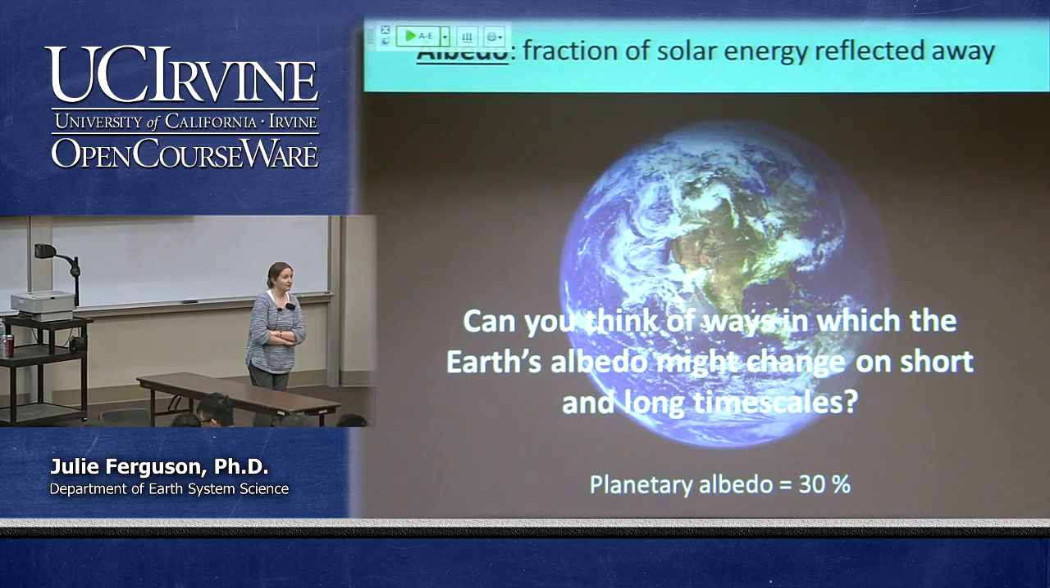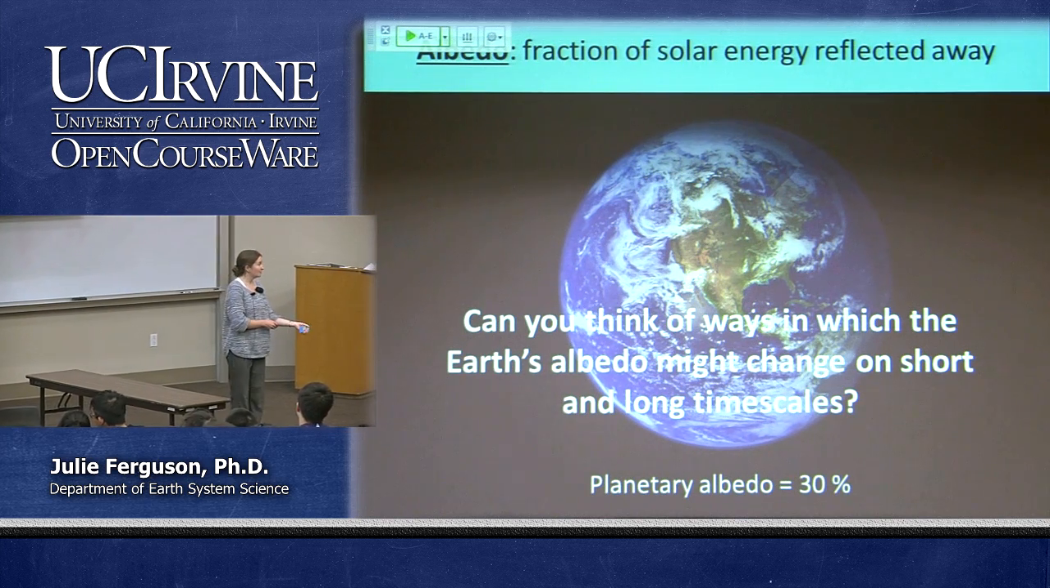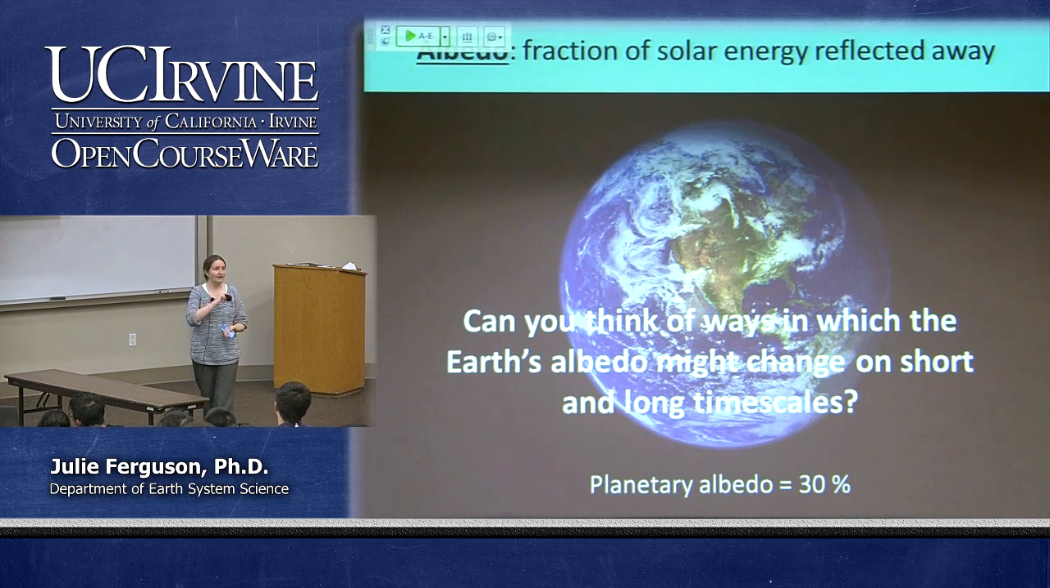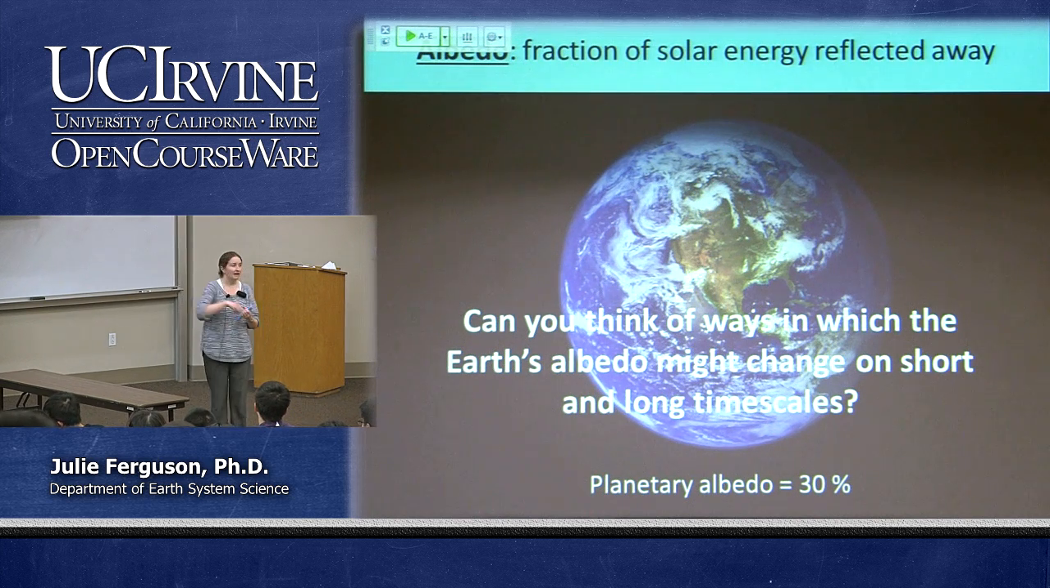And this is actually one of the things that we're somewhat uncertain about going into the future. Clouds are something that are really difficult to get right in our climate models. And so a lot of our uncertainty in predicting some of the future climate change is to do with things like how much extra light might be reflected back from clouds compared to how much they might absorb.